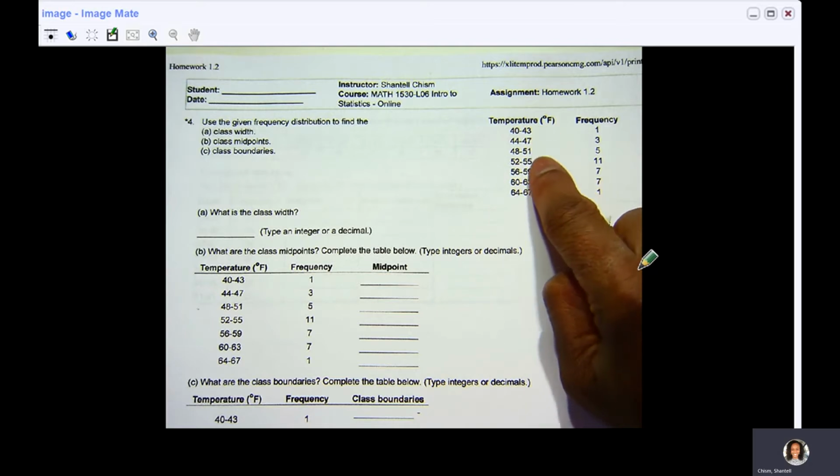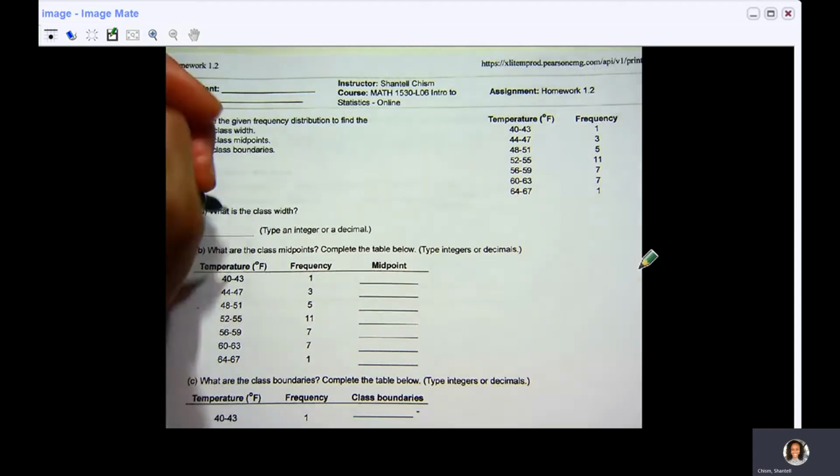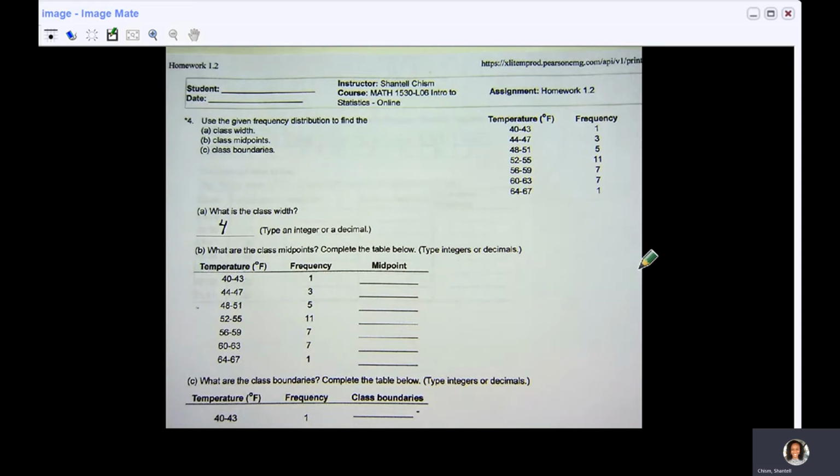Aren't they all increasing by the same value, 4? So that means the class width is 4. So to get the class width, I looked at the lower limits or the upper limits. I looked at how those limits were increasing: what number was consecutively added to get the next. Okay? Now, the midpoint, that is the middle value of the class.